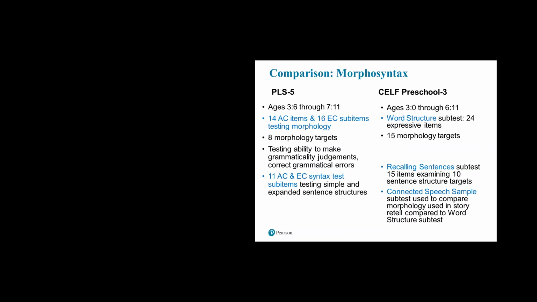In morphosyntax, you can take a look at CELF Preschool tests quite a few morphosyntax targets, and it depends on the subtest. So even on word structure, there are 24 expressive items looking at morphology. On recalling sentences, 15 items for sentences, versus PLS that has 8 morphology targets. And then the morphosyntax are in test items that look at making grammaticality judgments and correcting grammatical errors. And there are some items, 11 sub-items looking at different kinds of simple and expanded sentence structures.